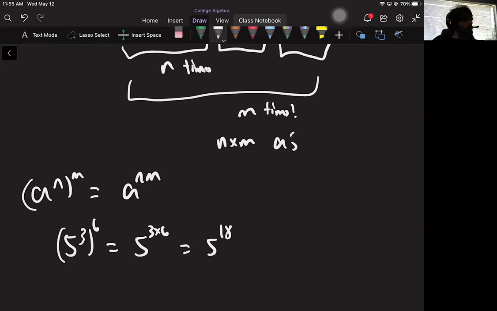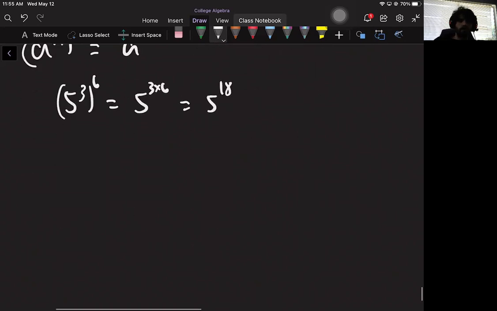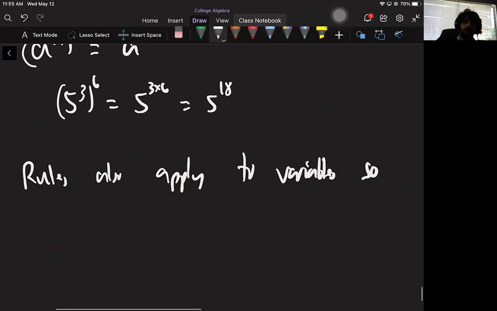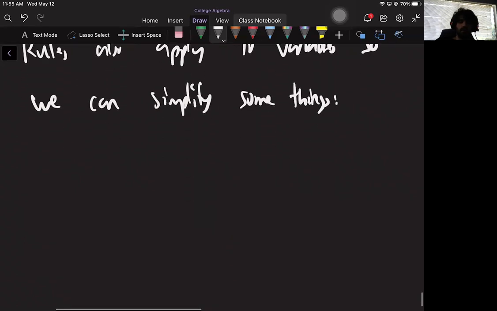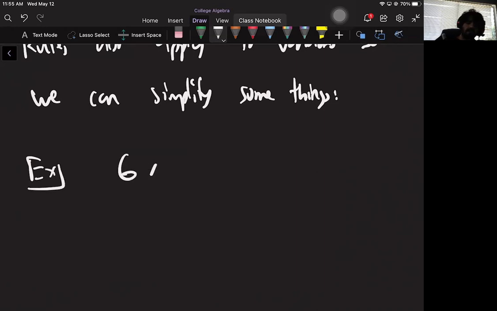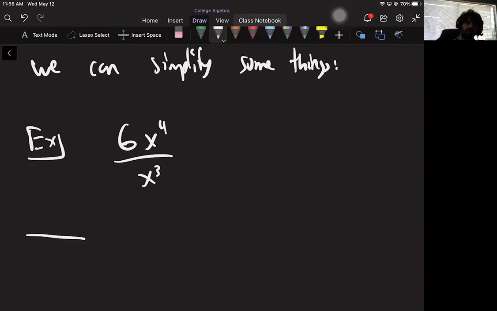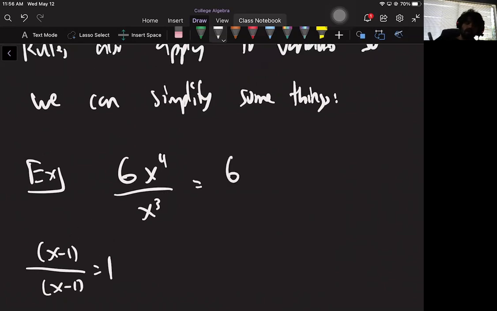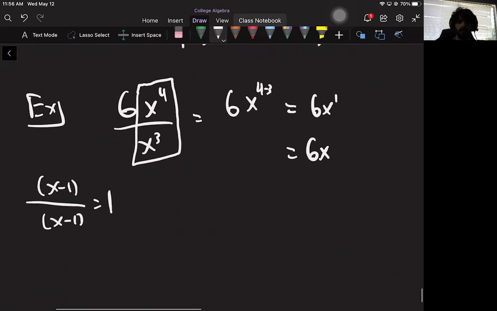Okay, so I think that's just about it for the basic ones. But the whole idea is that these rules also apply to variables. So we can use them to simplify some things. So for example, if you have 6x to the 4th over x cubed, there's this other idea of cancellation, slightly different than what we did before. Before we said, oh, I have x minus 1 over x minus 1, so they divide to be 1. But here, we can use our new power rules. This is just 6 times x to the 4 minus 3. Because I have these having the same base, I can subtract the powers to simplify. And 4 minus 3 is 1. So I just have 1 power of x, which you just write as 6x. So we can use these rules to simplify expressions like this.